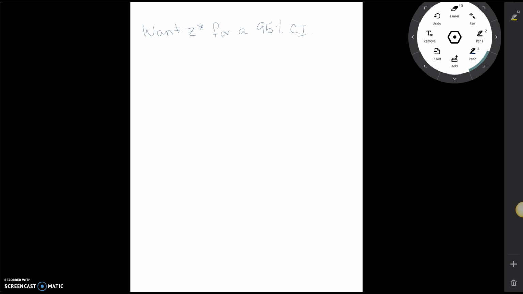In order to find this, we're first going to draw a picture to help us. We start out by drawing our standard normal curve. We know it's centered at 0. And in order to find the z star, we want to put 0.95 of the area in the center of the curve, and we know that z star is going to be this endpoint here.